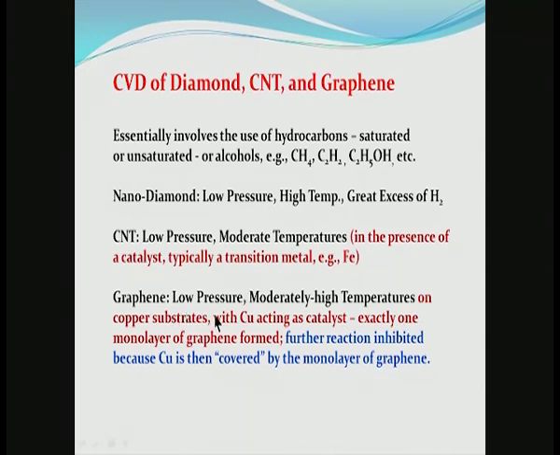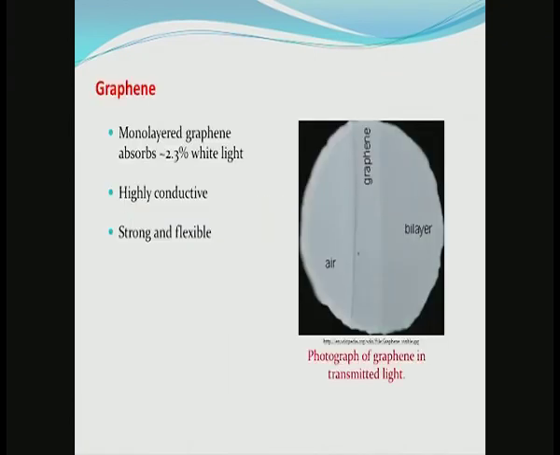Graphene, which is a more recently discovered allotrope of carbon, a single layer of graphite carbon atoms, requires low pressure, moderately high temperatures and especially copper substrates. For example, with copper acting as a catalyst, exactly one layer of graphene can be deposited on copper by the CVD process, and further reaction is inhibited because copper is then completely covered by a monolayer of graphene. Therefore, using a copper substrate and the CVD process is very efficient in giving us a monolayer of graphene, on which a lot of work has been done recently.